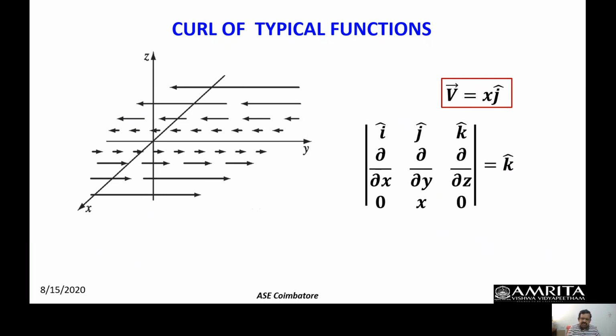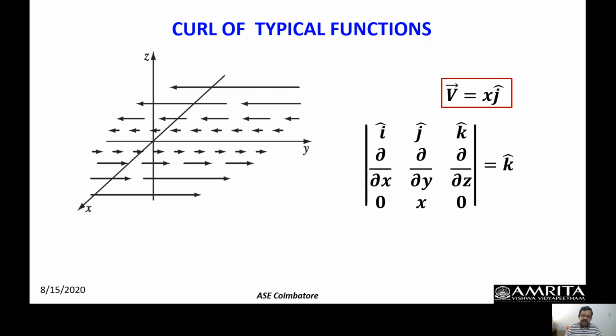Given this, if I take del cross V, I will get k hat, which means you can see from this figure itself that the curl of this vector function is going to be along this direction, z hat. Okay, so that is what it is, and that's about the curl.